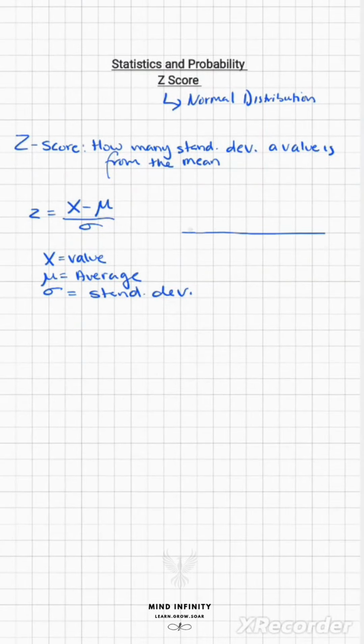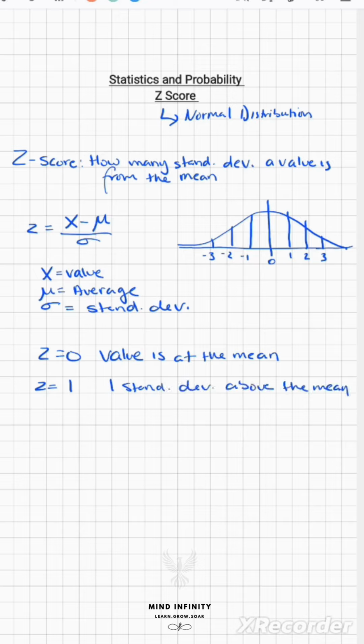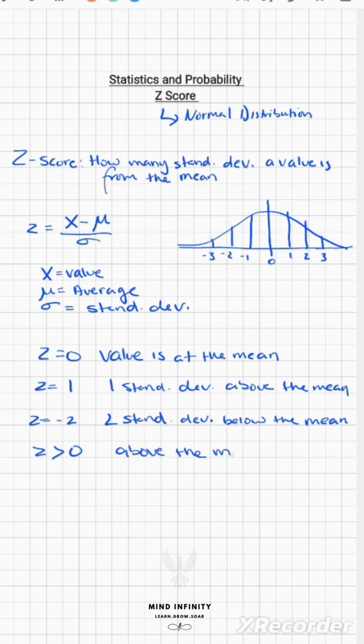So you have your normal distribution, you have the mean in the middle, which will represent 0, and you would have z-score 1, z-score 2, z-score 3, and you would have similarly -1, -2, and -3. So if you have a z-score equal to 0, it means your value is at the mean. If you have a z-score of 1, it means you are 1 standard deviation above the mean. If you have z equal to -2, it means you are 2 standard deviations below the mean. So if you have a z-score bigger than 0, it means you are above the mean. And if you have a z-score smaller than 0, you are below the mean.